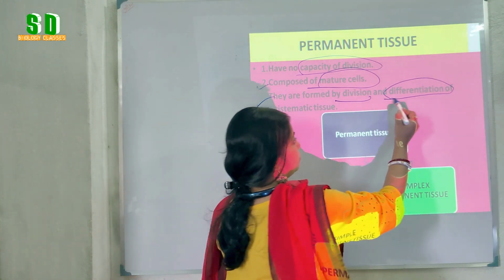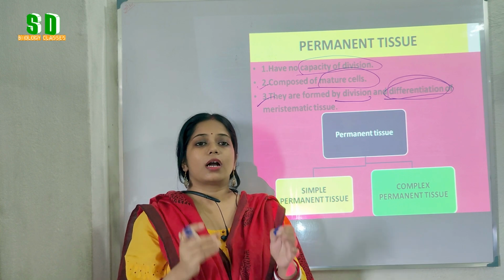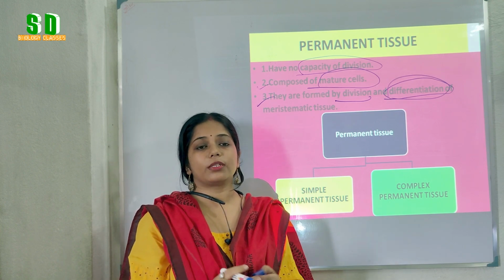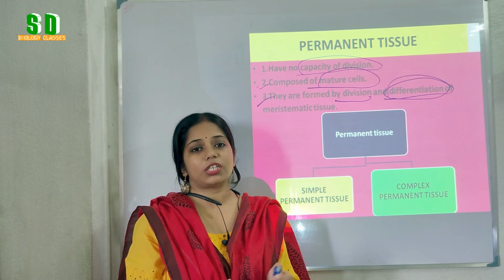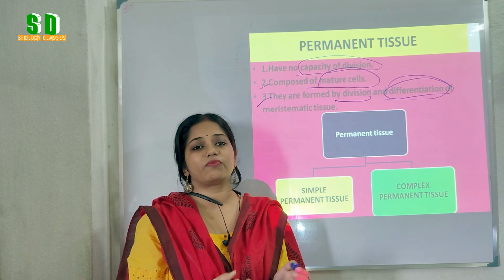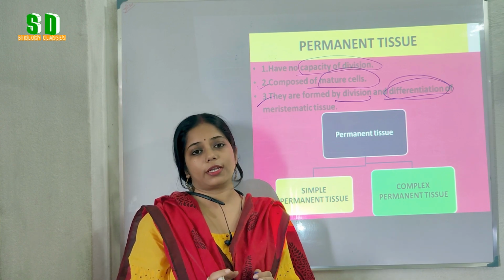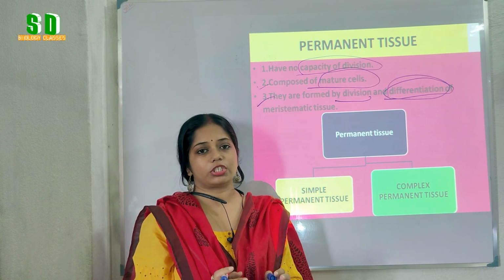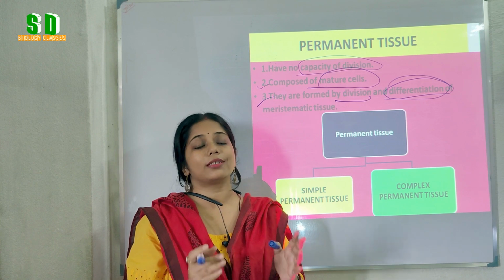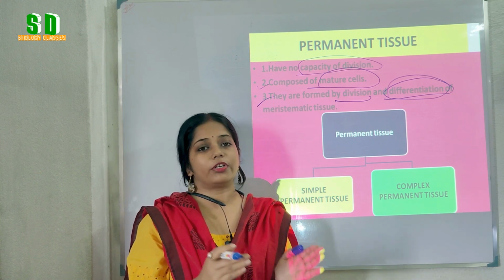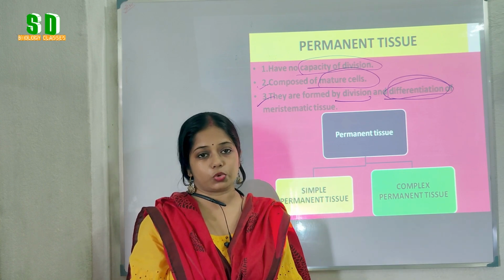Now, there is a question: what is the meaning of differentiation? Differentiation means that after the growth and maturation of the cells, when the cells do not undergo any further divisions, they attain certain changes or develop some specialized features within them. Some structural changes occur in those cells and this process is called differentiation. So, due to differentiation, the cells which are developed from the meristematic tissues lost the power of division and are changed into different types of permanent tissues. Later on, we will learn about those different types of permanent tissue.